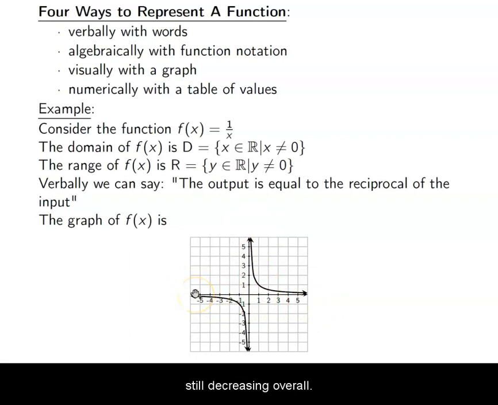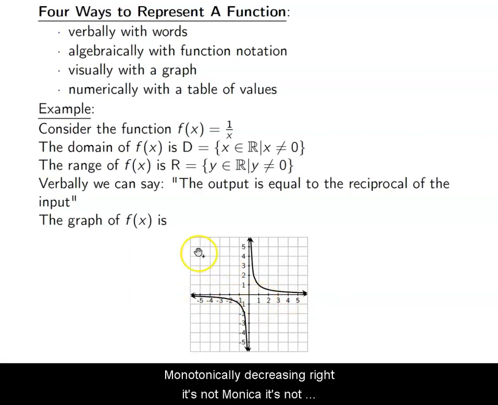But I am not monotonically decreasing, right? It's not always decreasing, because there is a jump from being negative to very positive, right? So I would say over this interval, I'm decreasing. And over this interval, I'm decreasing. But I would not say from negative infinity to infinity it's a decreasing function, because there is a break here where it jumps from small to large.